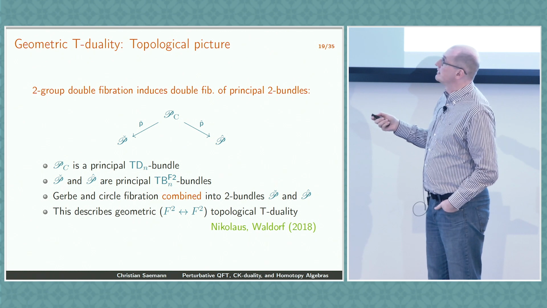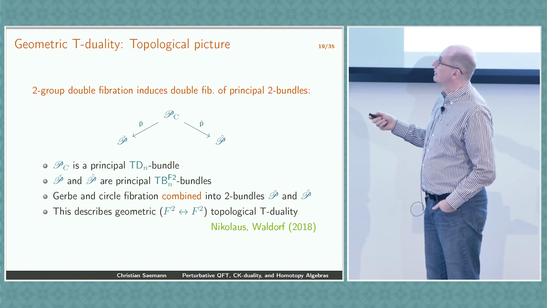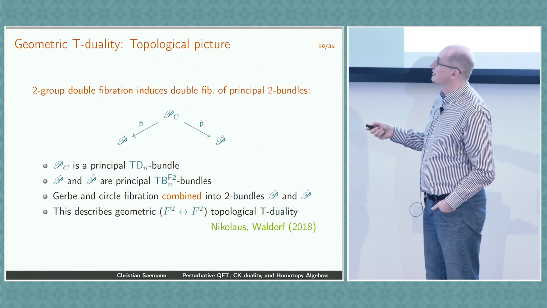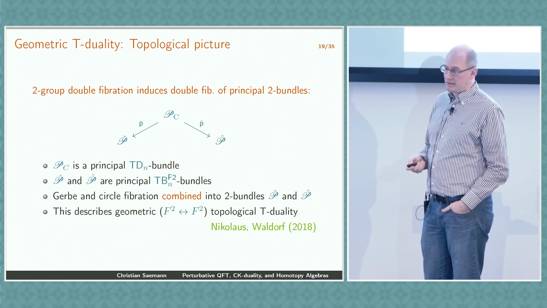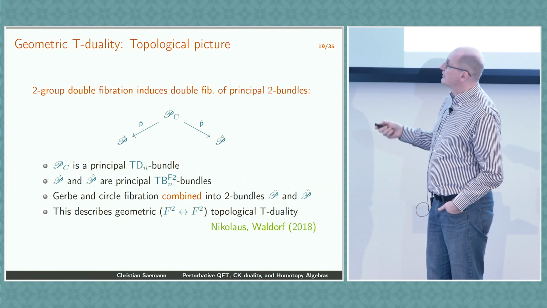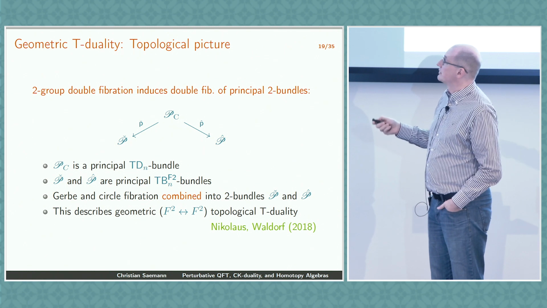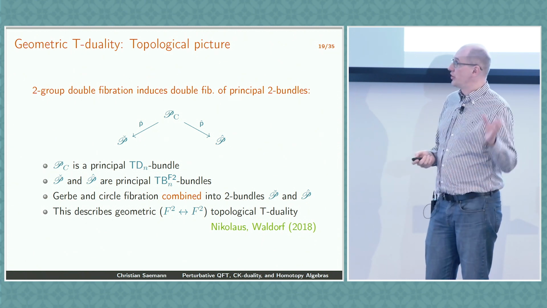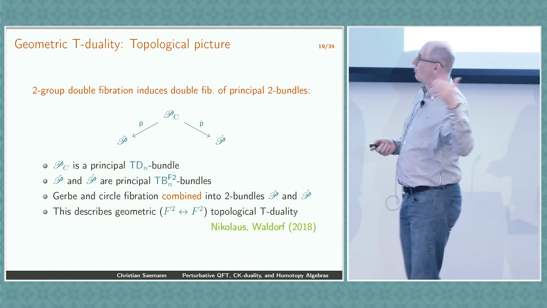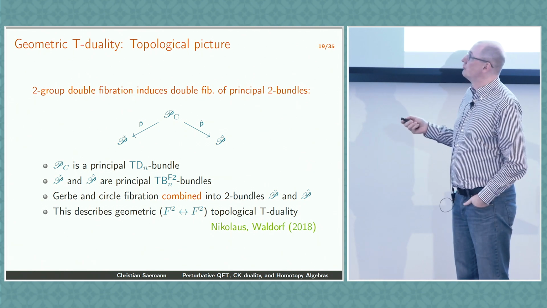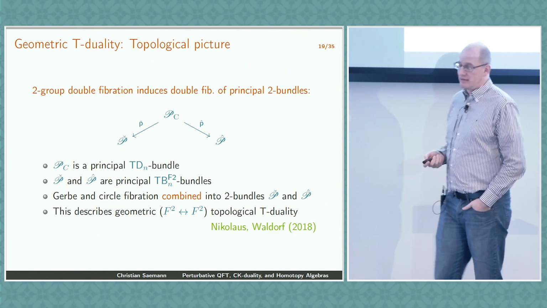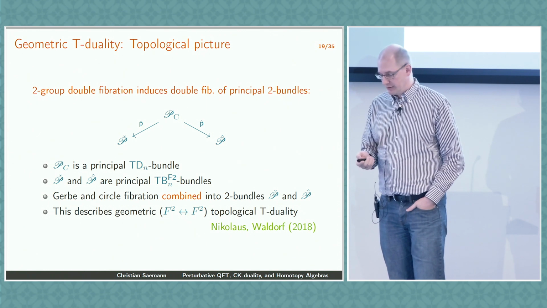So here's my TDN 2-bundle, and then the double fibration in the groups induces also automatically maps between these two TBNF2 bundles. And this is the construction of Nikolaus and Waldorf, right? So this P is a principal TDN bundle. These two are principal TBNF2 bundles, so they correspond to F2 backgrounds. And yeah, so the important thing again is that the gerbe, so this 3-form and more information that you have there, they combine into 2-bundles of this type. And this describes geometric F2 to F2 topological T-duality, right? So that's their work. Yeah?